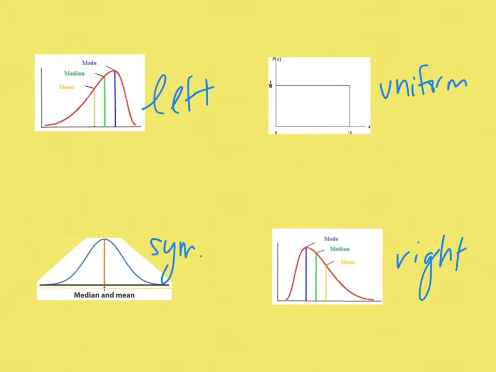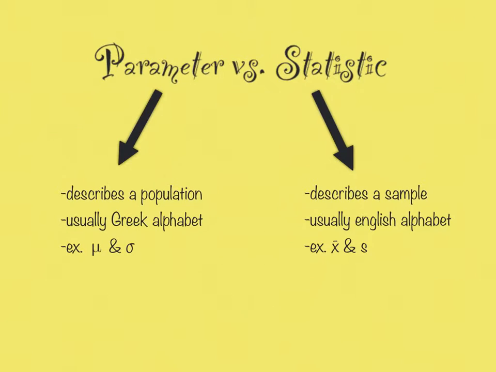What's the difference between a parameter and a statistic, you might ask? A parameter describes a population, and it's usually a Greek alphabet letter. An example is mu and sigma. And then a statistic describes a sample, and it's usually an English alphabet letter, and an example is x bar and s.